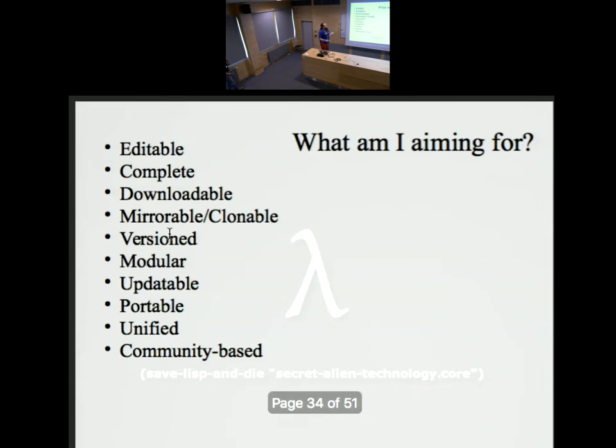Basically, I want it to be editable. I want it to be community-based. So if you want to submit some sort of clarification, there are lots of places in the standard where things need to be clarified. You can just upload it. I want it to be as complete as possible, possibly having unifying libraries from all over the Common Lisp universe to at least try to end the balkanization.